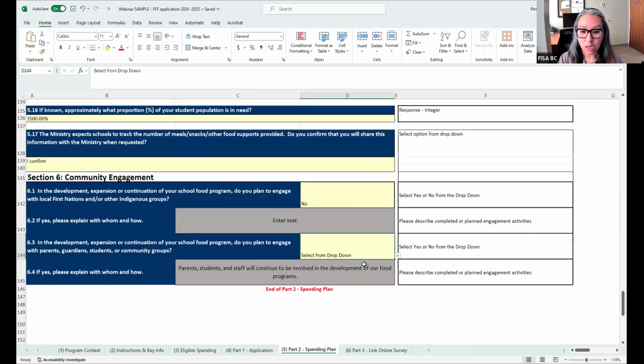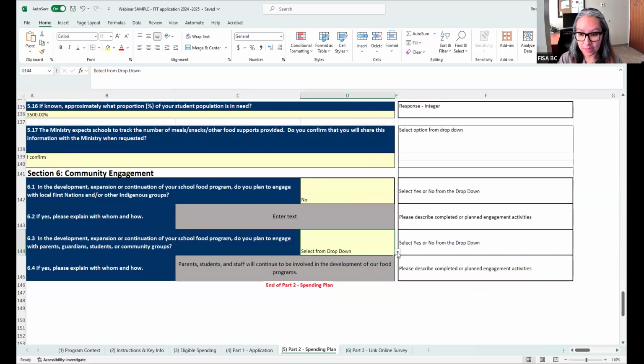And then if you are engaging with anybody else in your school, we're also very familiar with these ones, because we've just been talking about that in the report. And I say yes, parents, students, and the staff still continue to be involved in the development of our food program. So that will be kind of what we are in there.